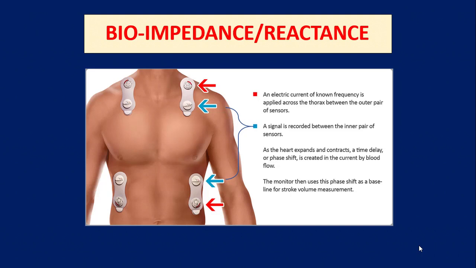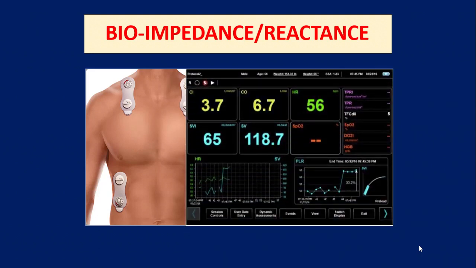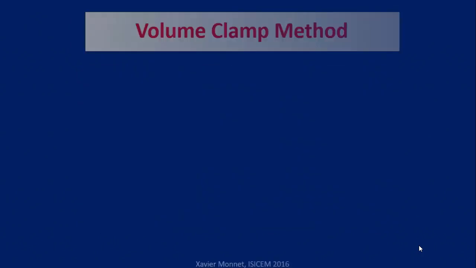At the heart, as the heart expands and contracts, a time delay or phase shift is created in the current by blood flow. This phase shift is measured, and by calculating this phase shift, these monitors give the cardiac output. These are the different parameters: cardiac index, cardiac output, heart rate, stroke volume index. Stroke volume can be calculated by this machine.